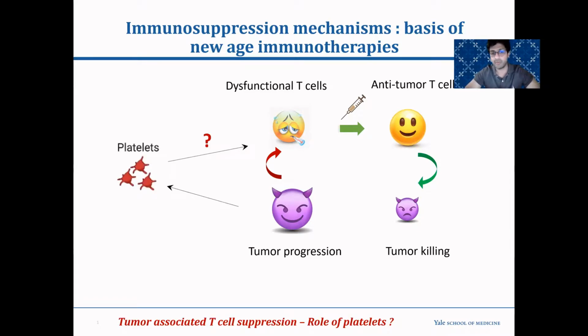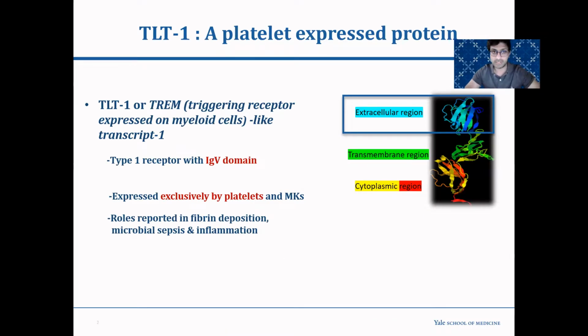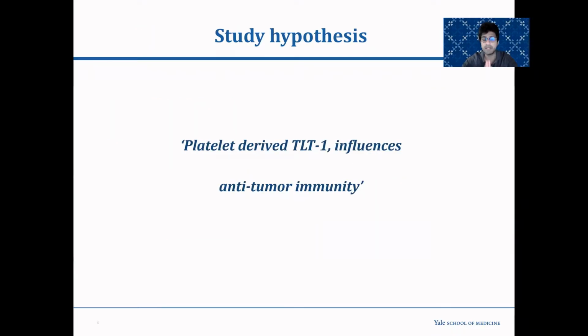As platelets can interact with a variety of immune cells, we asked if platelets have any role to play in these immunosuppressive mechanisms. We focused on TLT1, which is also known as TREM-like transcript 1. It is an abundant platelet-expressed protein, with an extracellular region, a transmembrane region, and a cytoplasmic region. Upon activation of platelets, it comes to the surface and can be released. It has an IgV domain, which is interesting because this domain is shared by other immunoinhibitory proteins released by other cells. We hypothesize that platelet-derived TLT-1 influences anti-tumor immunity.